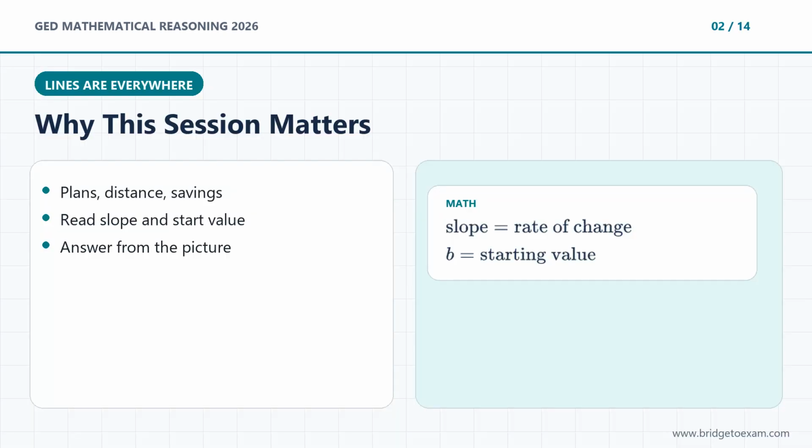Straight line graphs appear all over the GED. A phone plan, the distance a car travels, or the money in a savings account can all be drawn as lines. Once you can read slope and the starting value from a line, you can answer many questions quickly just by looking at the picture.